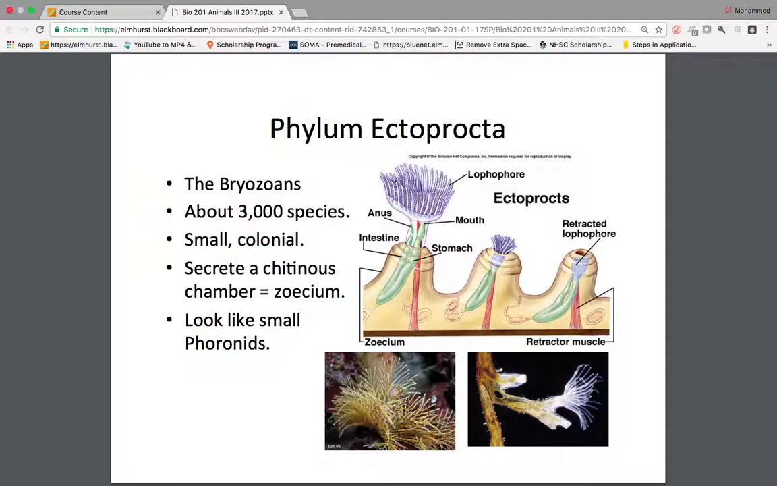Each individual one of these is called a zooid. So this container that's in here is a zoecium, which is usually chitinous. There's two major groups here. There's the ectoprocts and the entoprocts.